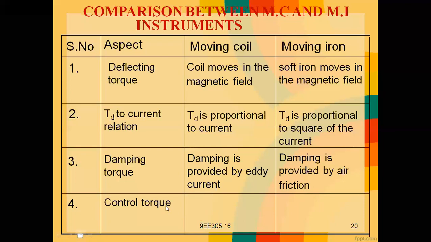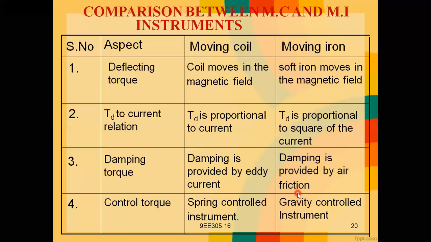Now we will go for control torque. Control torque: spring control instrument. Moving coil is a spring control instrument because the spring does two jobs. So we have an advantage of having spring control there. And moving iron is a gravity controlled instrument. We can also have spring control, but if we use gravity control, the static error due to aging can be reduced in a moving iron instrument.